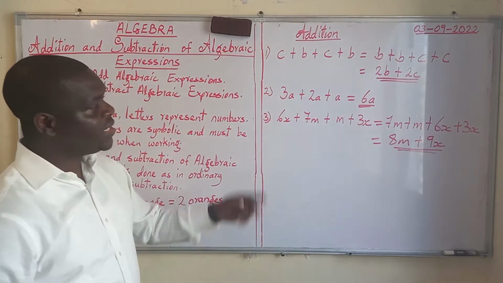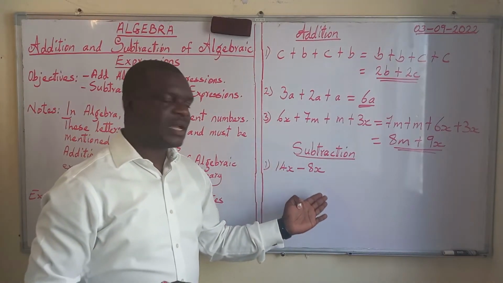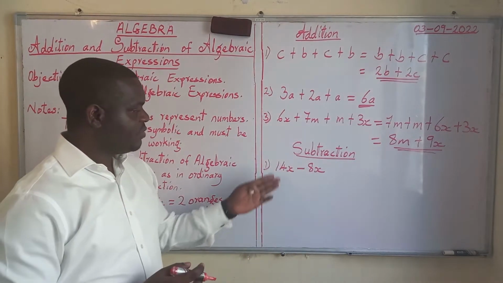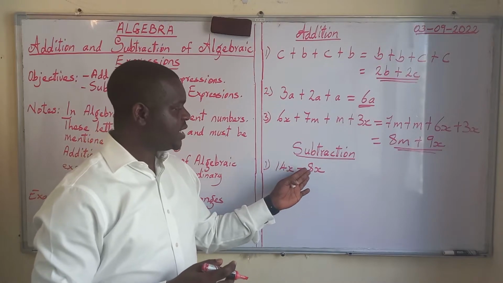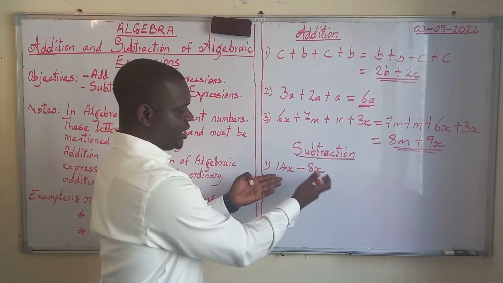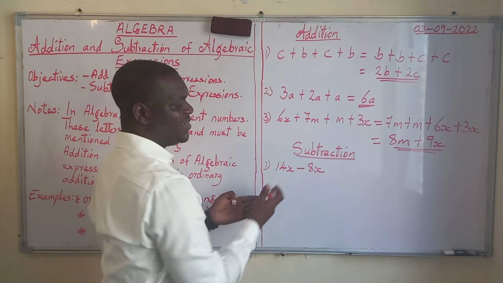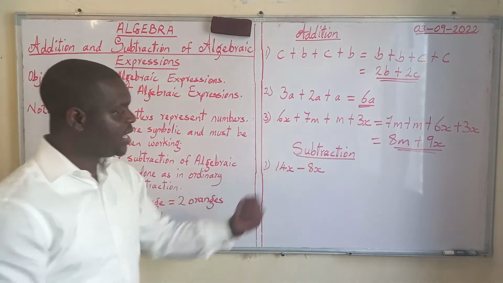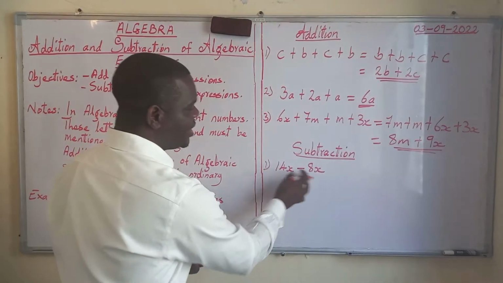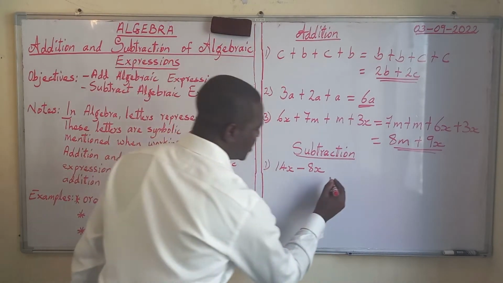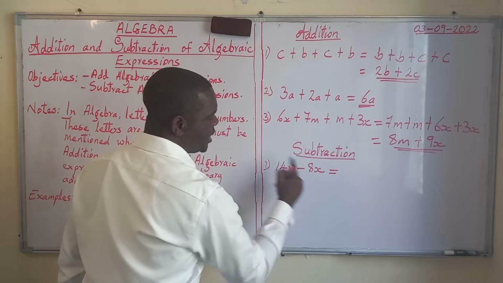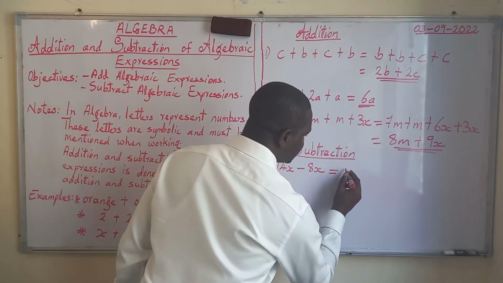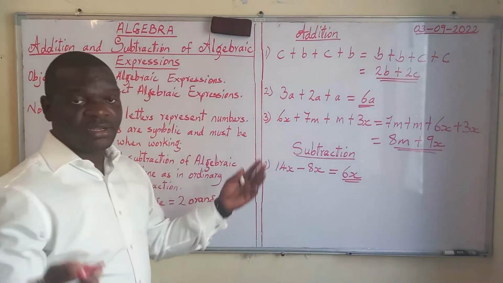Now let us look at subtraction. The first example under subtraction says 14x minus 8x. We are fortunate here that the terms are alike. We don't have different terms to rearrange. So since they are alike, you just subtract directly as in ordinary numbers. 14 minus 8 is going to give us 6x. That's just it. Nothing much.